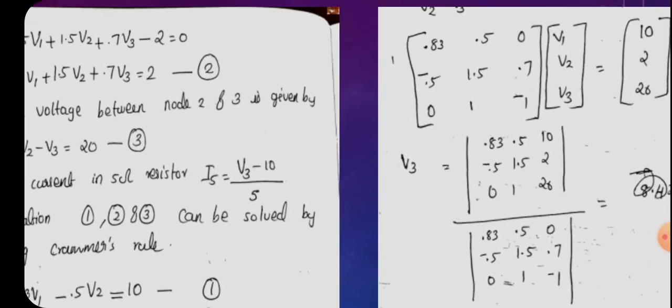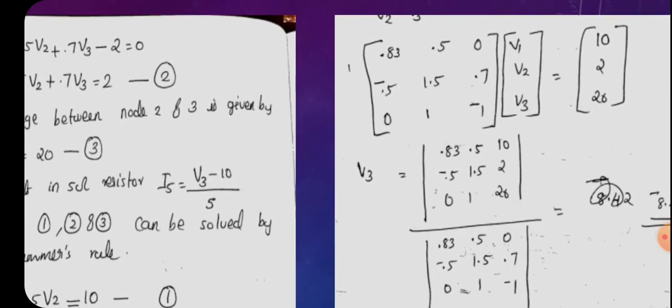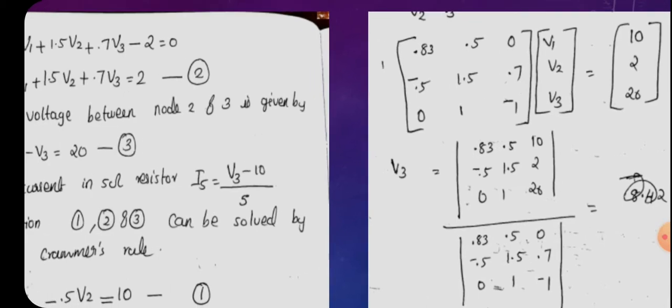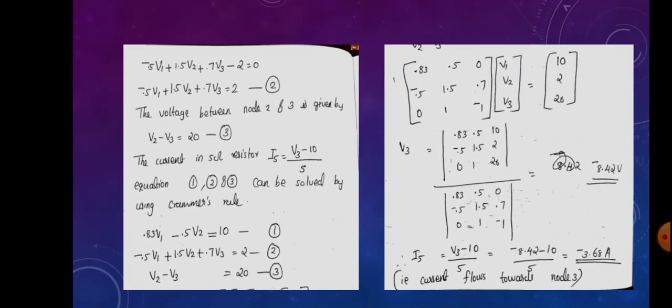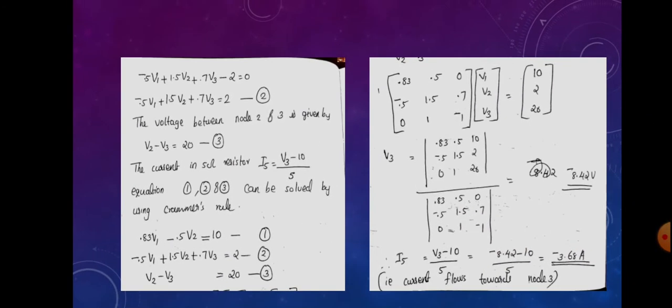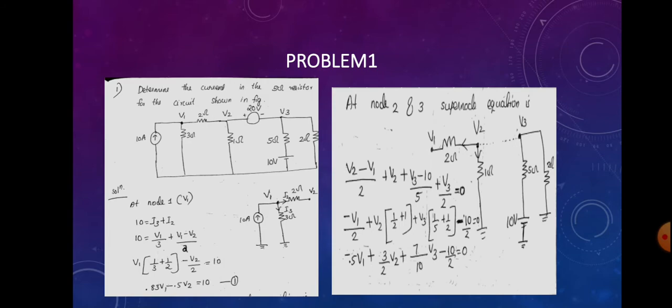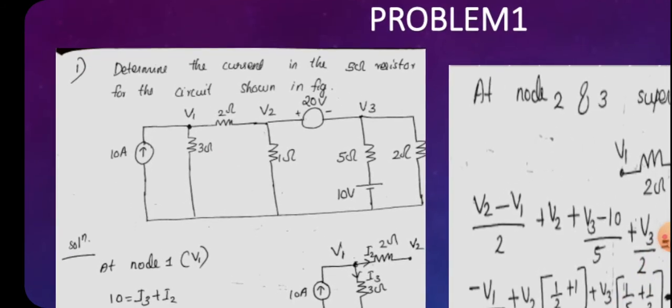So we can write the matrix as 0.83, minus 0.5, 0; minus 0.5, 1.5, 0.7; 0, 1, minus 1, and the next matrix is V1, V2, V3, that is the unknown quantities, and that is equal to 10, 2, 20. So this is the matrix form. Actually there is no need to find all the voltages V1, V2, V3 because we are asked to find the current through the 5 ohm resistor.